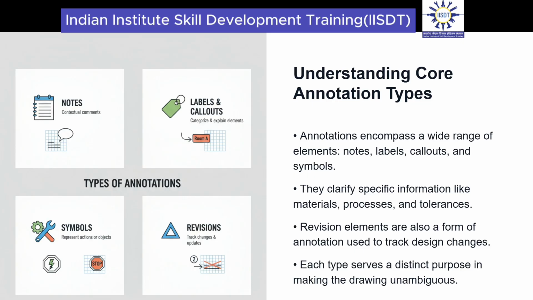Finally, an important but often overlooked type of annotation is the revision element. Revision clouds, triangles with numbers, and revision history tables are crucial for document control, allowing everyone on the project to quickly see what has changed between different versions of the drawing. Each of these annotation types plays a vital role in removing ambiguity and ensuring the design intent is perfectly clear.